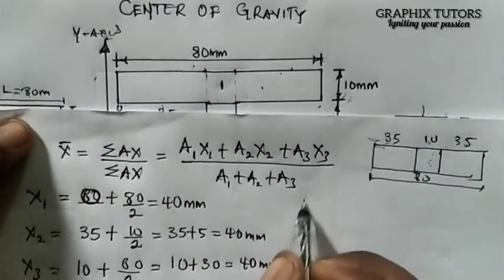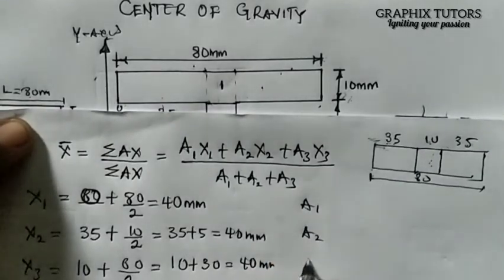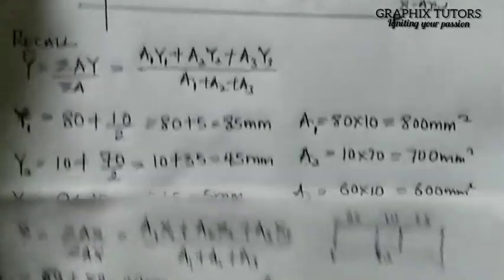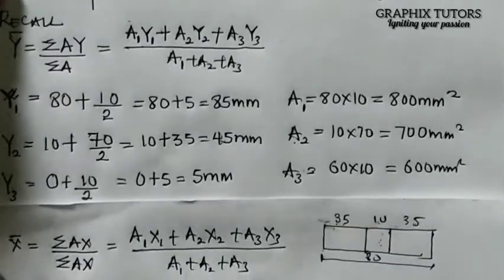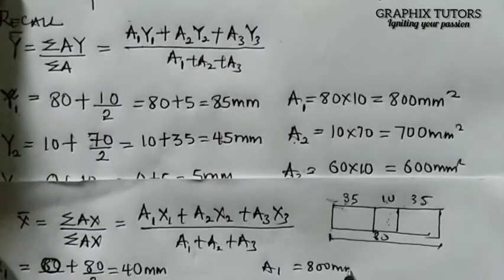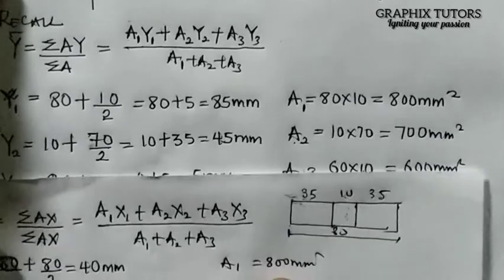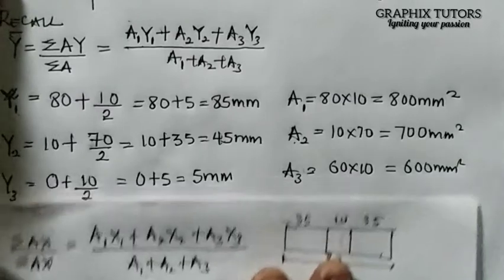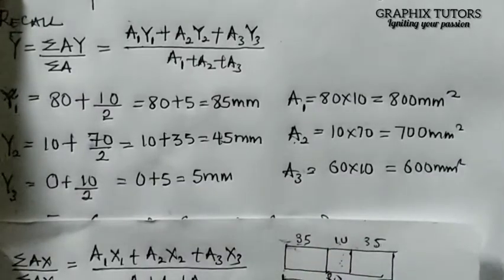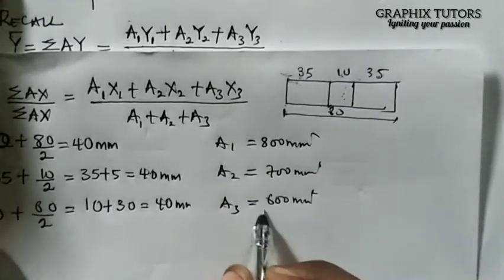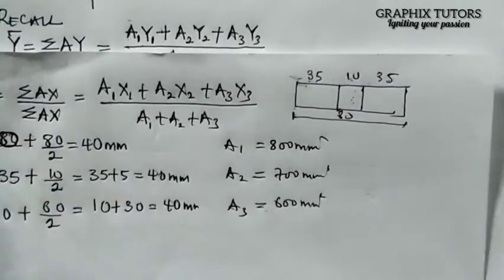Now the area doesn't change. A1, A2, and A3 will not change because it's the same figure we're considering. So we know my A1 is given as 800 millimeter square, A2 is given as 700 millimeter square, A3 is given as 600 millimeter square. So the total that we have is 2,100, right? Which we know.